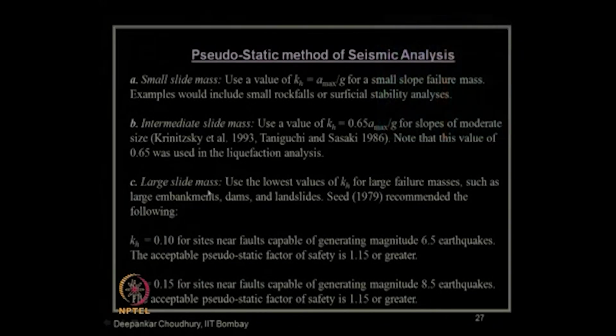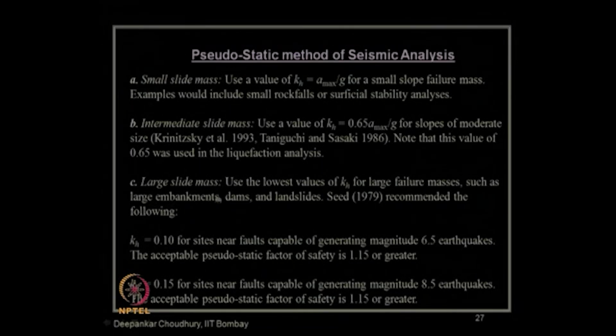So, what are the other suggestions? When it is a small slide mass, the recommendation is to use kh equals a max by g. But when it is an intermediate sliding mass, use the value of kh as 0.65 times a max by g, that means 65% of this maximum value. And remember, this factor of 0.65 is also used in our liquefaction analysis, which we have discussed earlier in one of our modules.